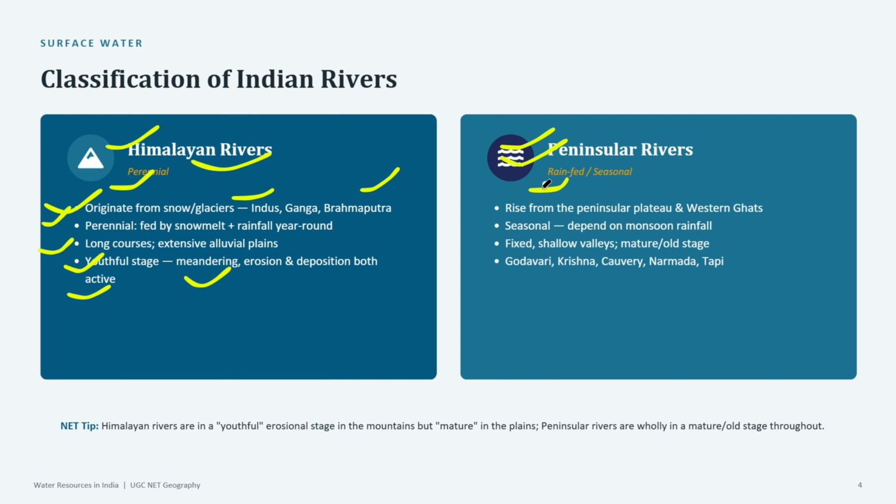Similarly, peninsular rivers rise from the peninsular plateau and Western Ghats. Seasonal, depend on monsoon rainfall. Fixed, shallow valleys, mature and old stages. Godavari, Krishna, Kaveri, Narmada and Tapi are some examples of peninsular rivers. Himalayan rivers are in a youthful erosional stage in the mountains but mature in the plains. Peninsular rivers are wholly in a mature old stage throughout.